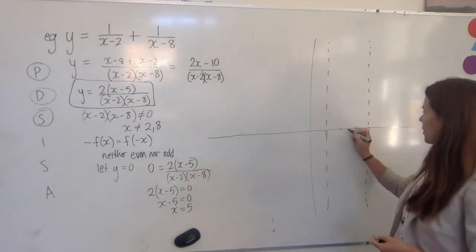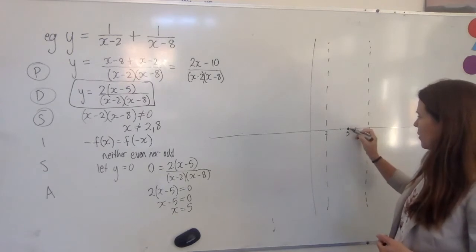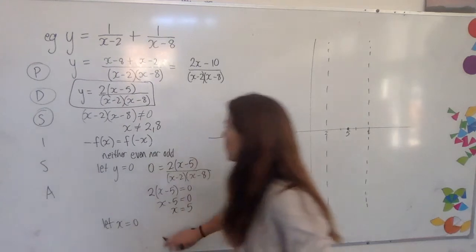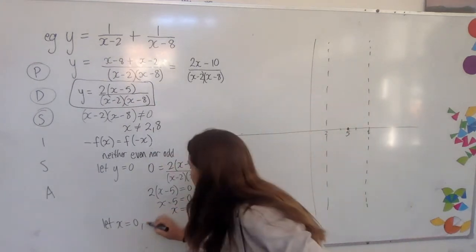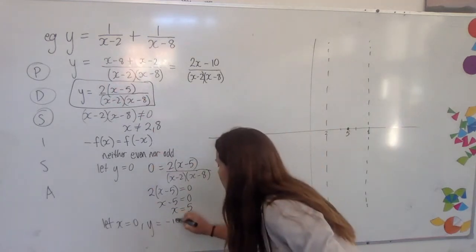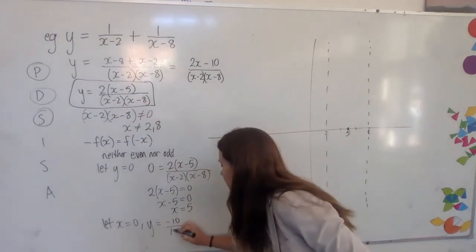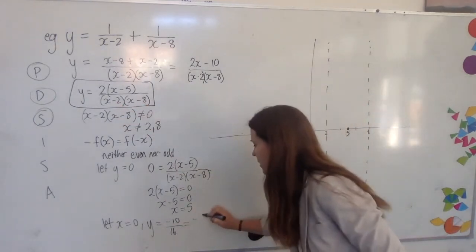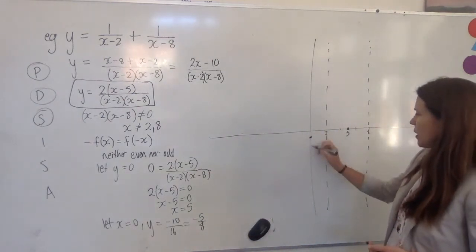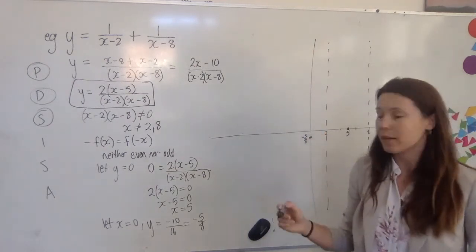I've got 2 and 8 here, it's exactly in between them, so there's some symmetry there at the point x equals 5. And I know the graph goes through there. What about when I let x equal 0? What would y be? Well, let's just sub it in. y is going to be 2 lots of negative 5, that's minus 10, over minus 2 times minus 8, that's 16. So minus 10 sixteenths, that's the same as minus 5 eighths. So I can put that here, it's going to be around about here somewhere, minus 5 eighths. That's my y-intercept, and there's only one of them.